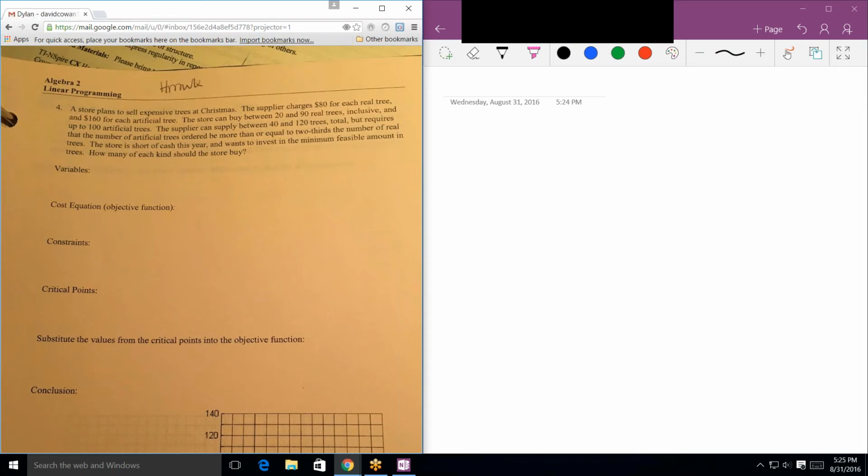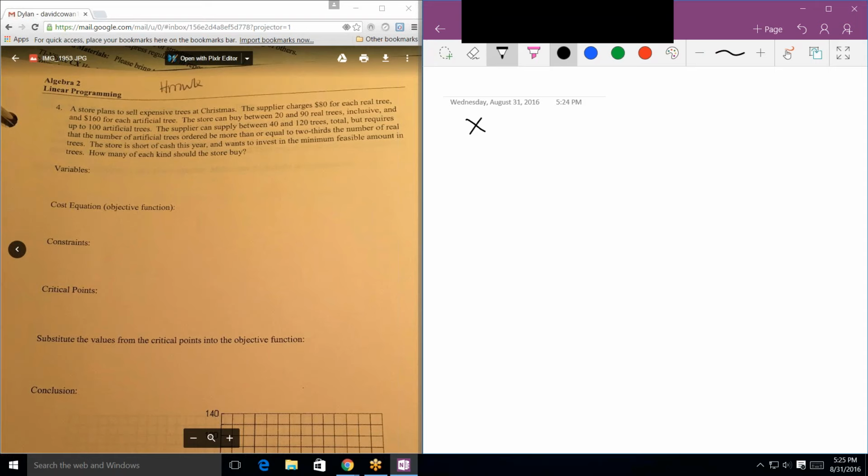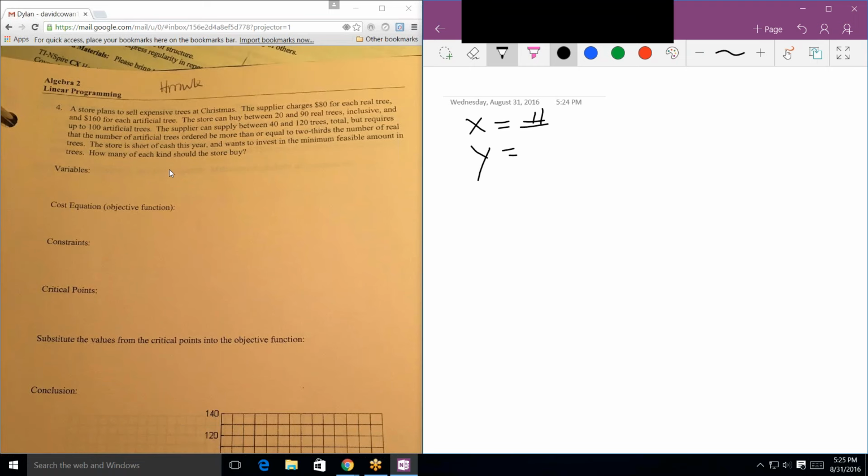Okay, so tell me what the variables should be. Let me finish reading this real fast. So x would be equal to the number of real trees, and then the number of artificial trees for y. Just like any word problem, go to the last sentence to define your variable. How many of each kind should they buy? It's not cost. So the number of real trees to buy, and then the number of artificial trees to buy.